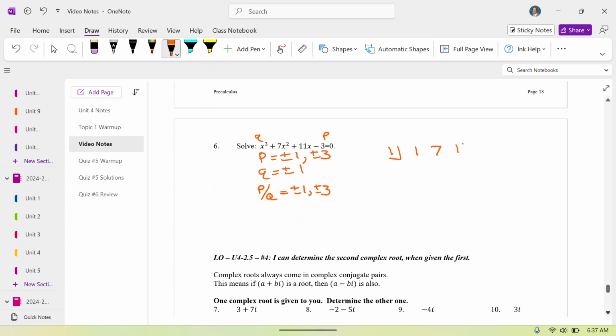1, 7, 11, negative 3. Bring down the 1, multiply, add, multiply, add, multiply. Notice this doesn't work, so let's do negative 1. So 1, 7, 11, negative 3. 1, negative 1, 6, negative 6, 5. Nope, this does not work either.